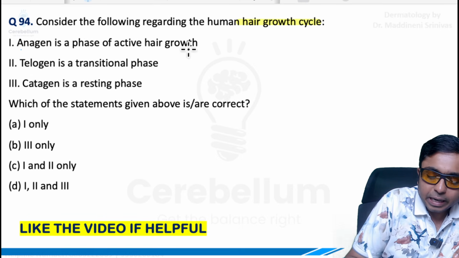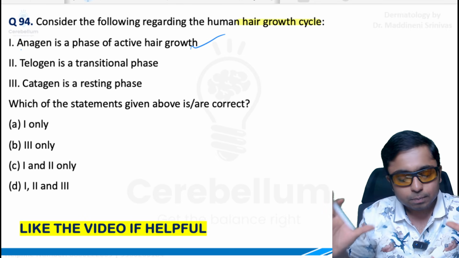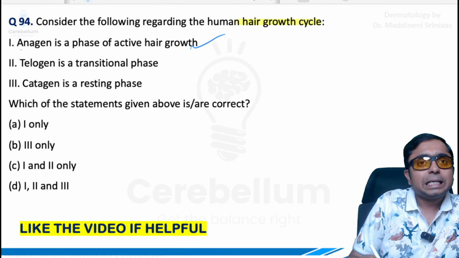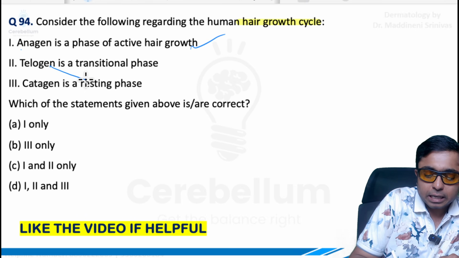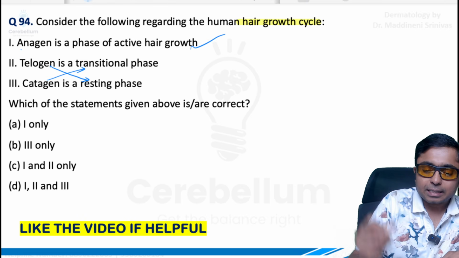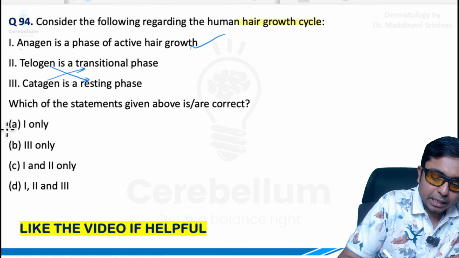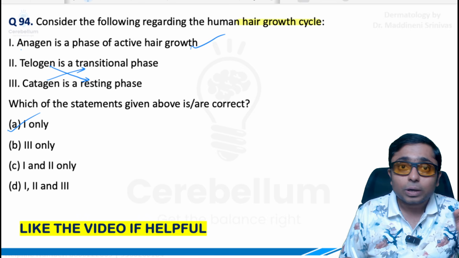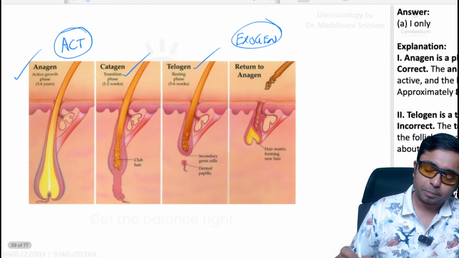So anagen phase is the active hair growth. Absolutely correct. Telogen is not a transitional phase. Telogen is a resting phase. Catagen is the transitional phase. So option A, that is 1 only, is the correct statement among the following.